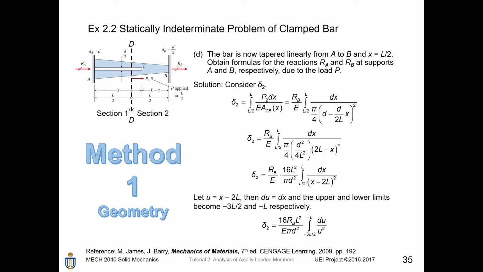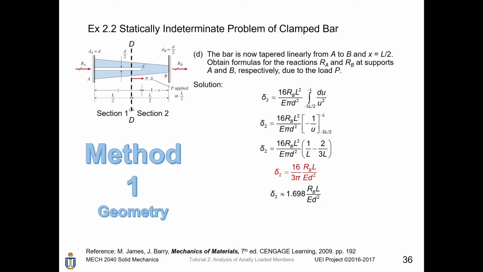Now, after considering delta 1, we consider delta 2. Similarly, we take the reaction and E out from this integral and put our area into it. Similar to delta 1, we take out the common factors such that the remaining stuff in the integral will become a polynomial. Then we let u equal x minus 2l, then du equals dx, and we change the upper and lower limits to get this integral. Well, this integral is much easier than what we have just solved for delta 1, right? It is rather easy.